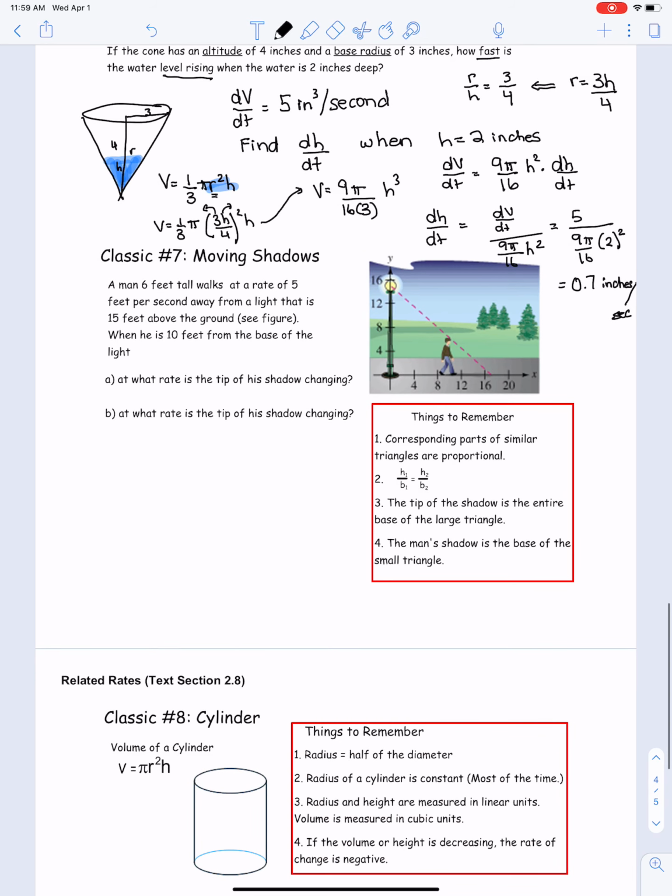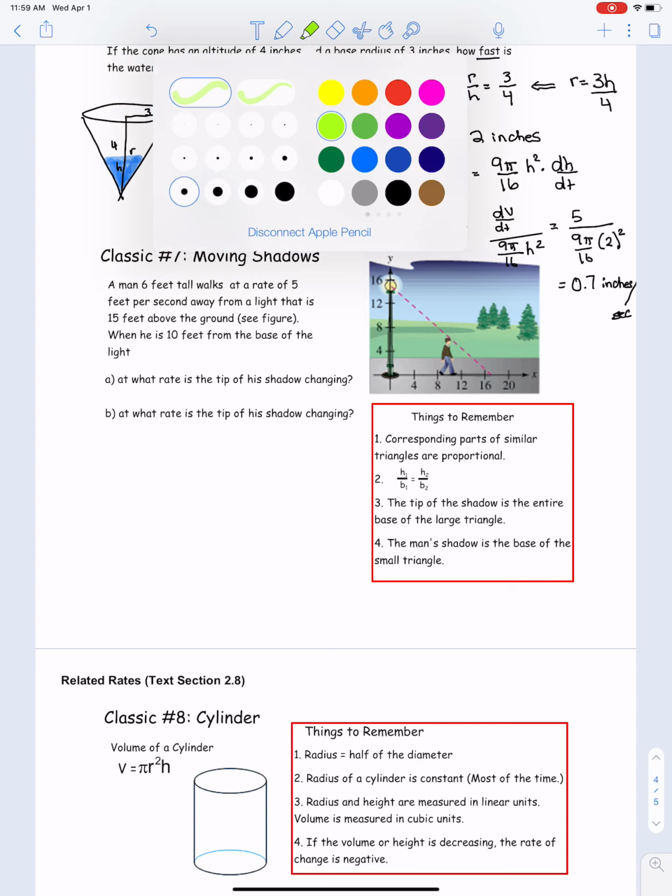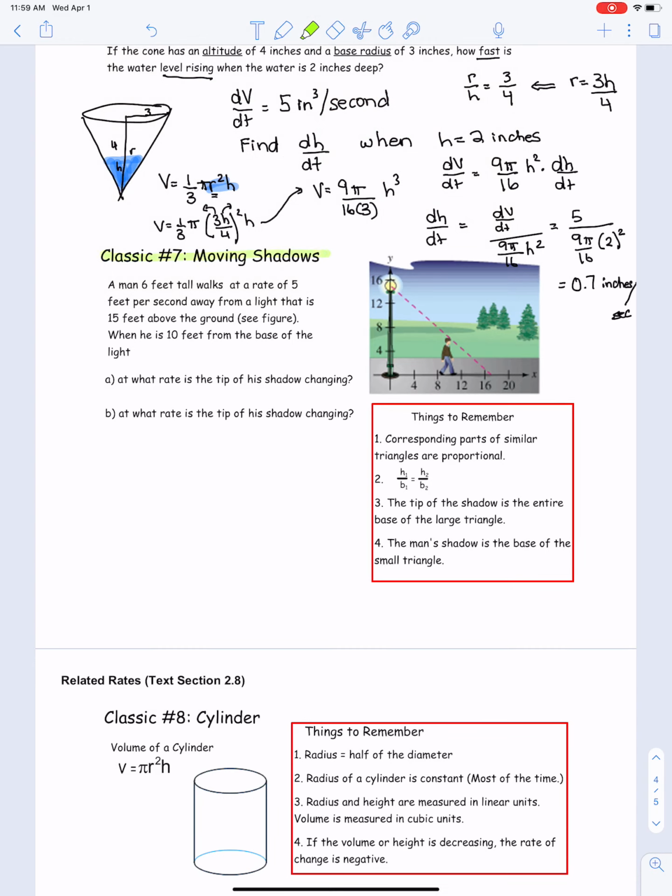Okay, moving shadows is another specific type of example that is common to ask. With shadows, you just got to be careful because they're going to ask you 2 types of shadows that are being formed. If they're referring to the tip of the shadow, they're talking about the entire base of the larger triangle. And if they're talking about the base of the man's shadow, we're just referring to the little base of the smaller triangle.